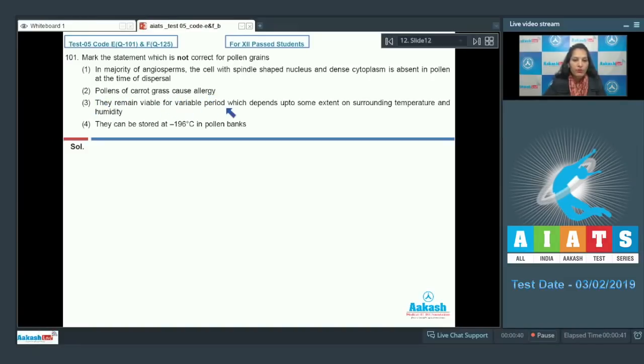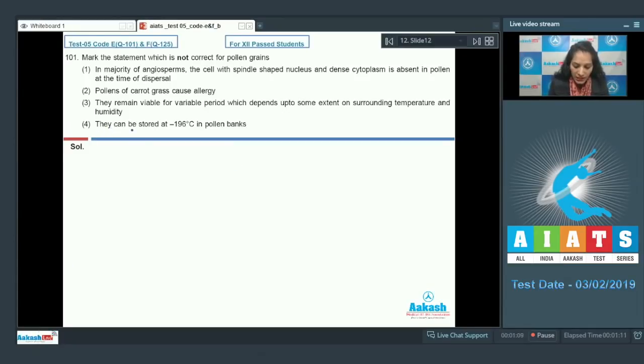Third, they remain viable for variable periods, which depends up to some extent on surrounding temperature and humidity. Fourth, they can be stored at -196 degrees Celsius in pollen banks. You have to choose the statement which is not correct for the pollen grains. See the statements one by one.